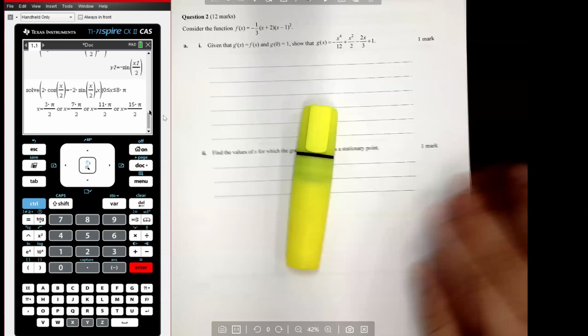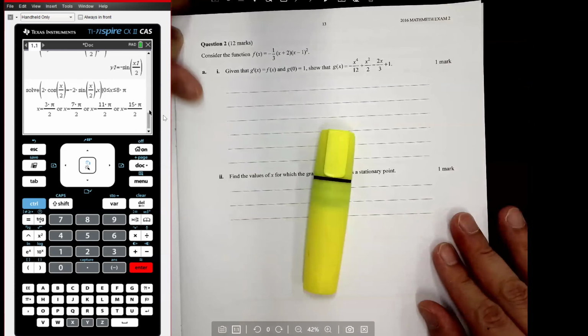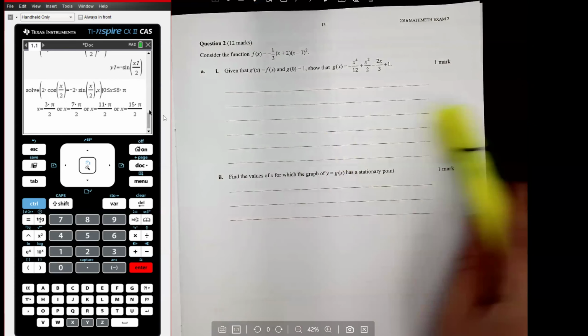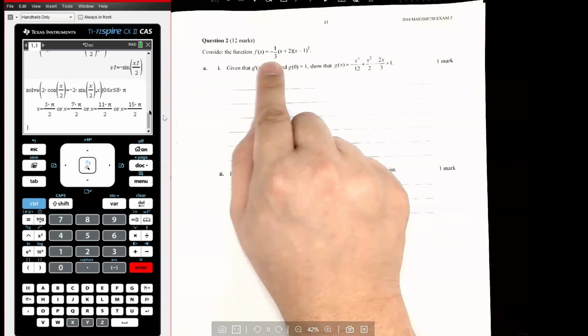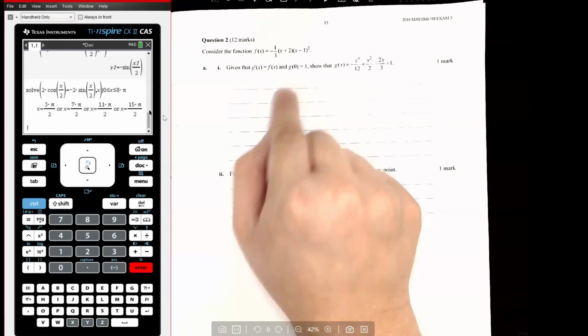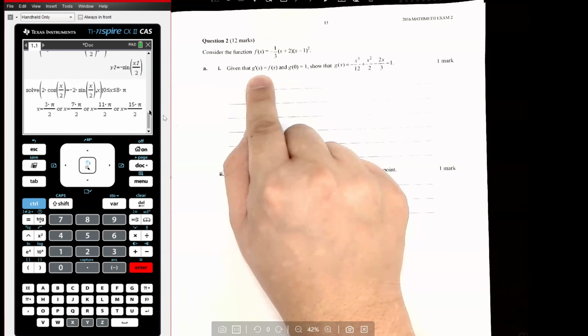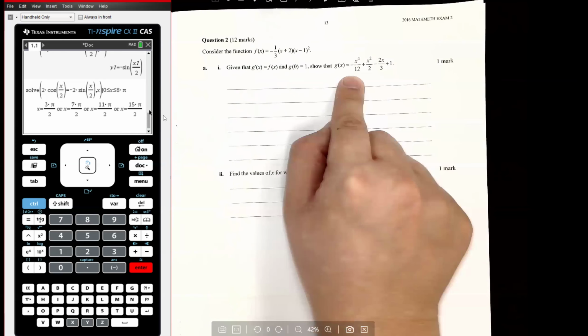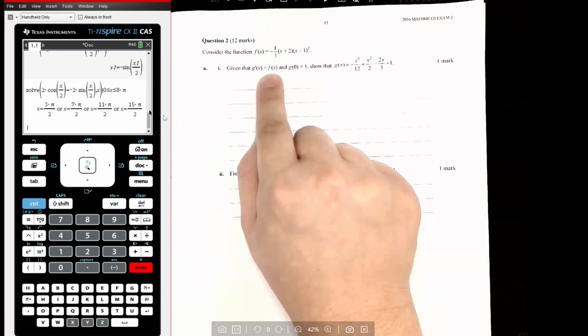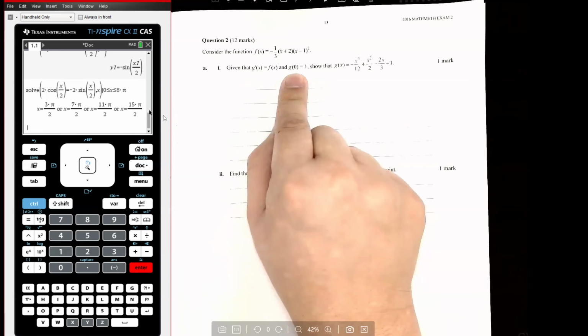Question 2 started with a cubic function in factorized form. f of x equals minus 1/3 (x plus 2)(x minus 1) squared. And given that g dash x is f of x and g(0) is 1, show that g is this quartic function. So from g dash to g, we are anti-differentiating.